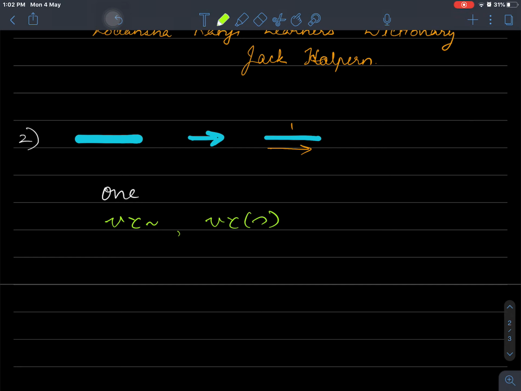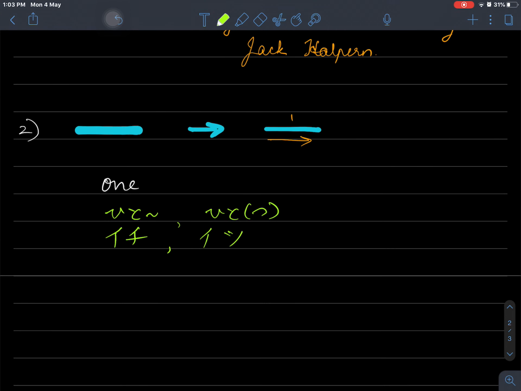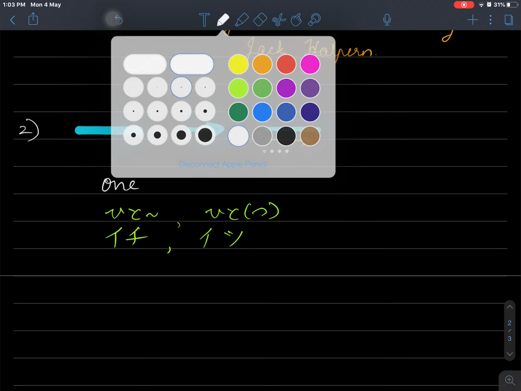So the onyomi of it is ichi, and one more is itsu. So these are the two readings of it. Now let us do a couple of vocabulary words.